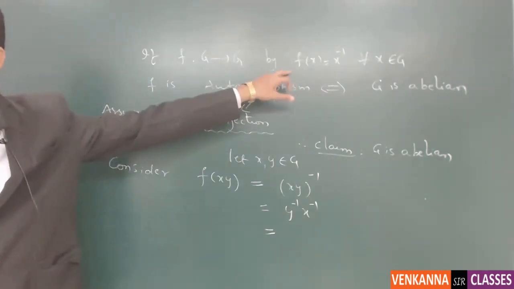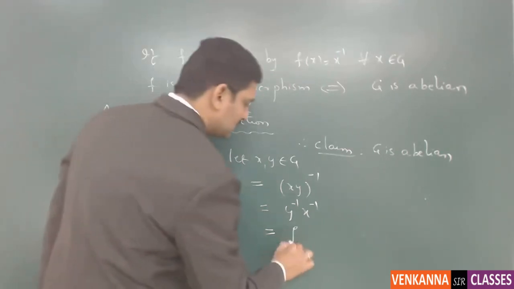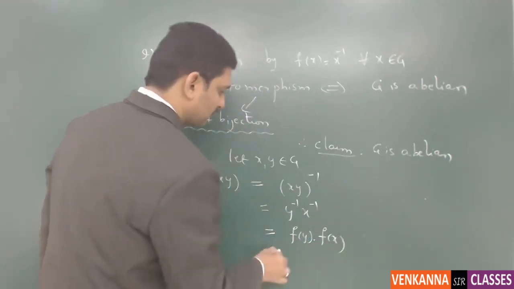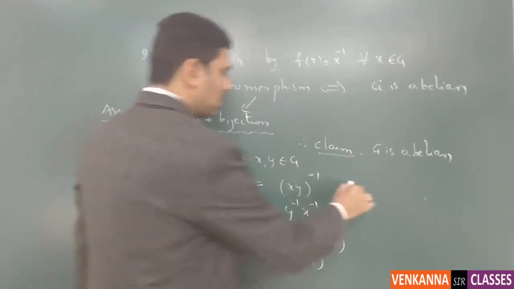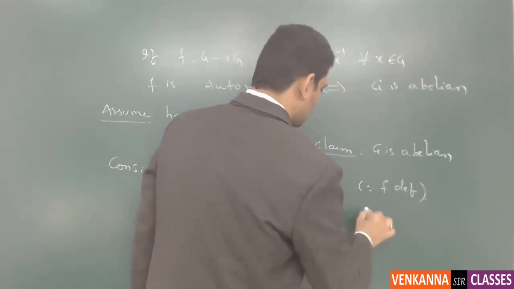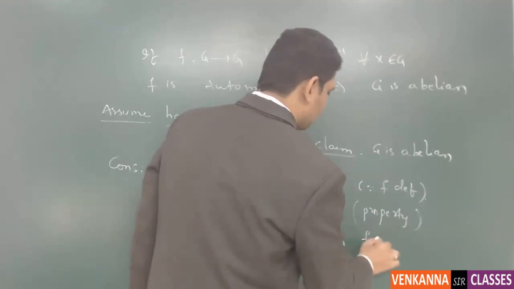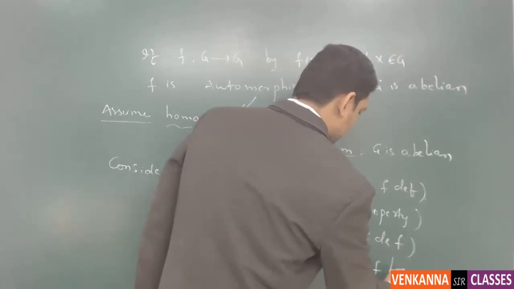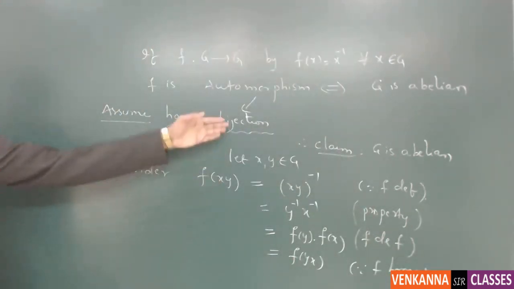Again, using the same definition, we can write it as f of y into f of x. This is nothing but f of yx. How is this written? Since f definition, this is the property. Again, you have written f definition. Since f is a homomorphism. So these are the reasons for my framing.